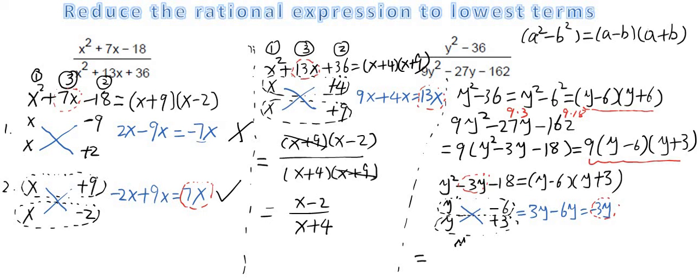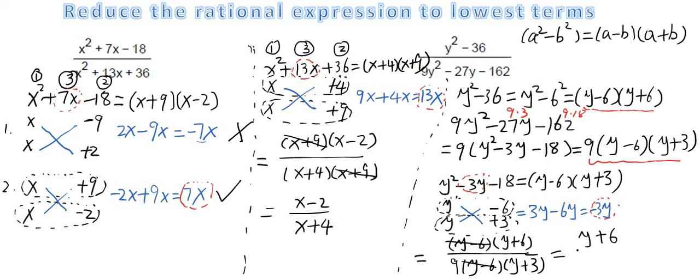We have y minus 6 times y plus 6 over 9 times y minus 6 times y plus 3. Now we can see we have a common factor, y minus 6. The lowest term should be y plus 6 over 9 times y plus 3. That's it.